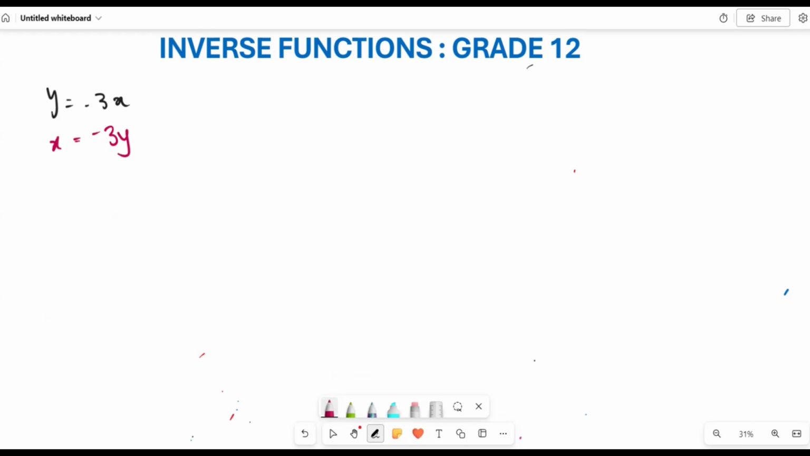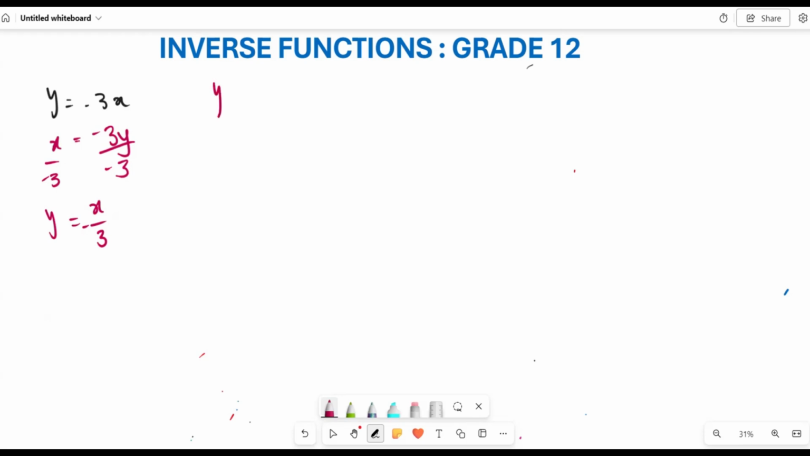After I've done this step, I am going to make y the subject of the formula. So this will be negative 3, this will be negative 3, which means therefore my y is the same as x over negative 3, which is y = x/(-3). So this will be my inverse function.